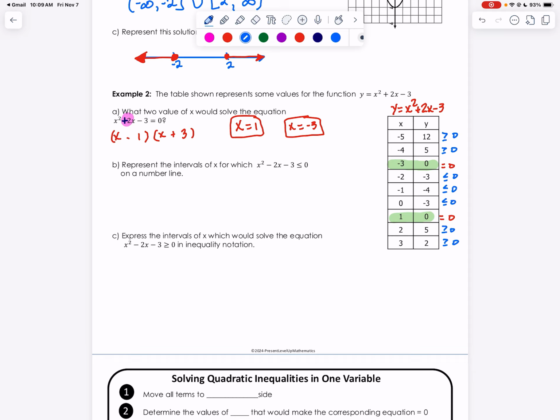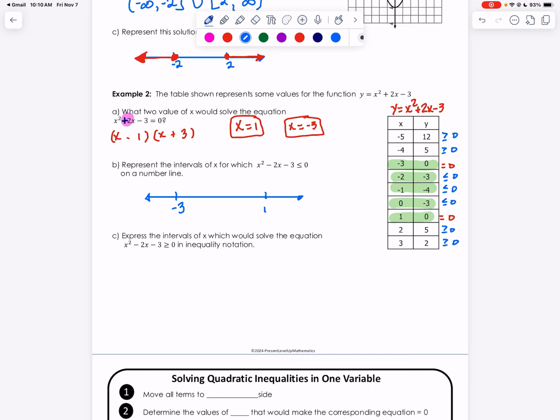So if I want to represent the intervals for x, for which x squared minus 2x minus 3 is less than or equal to 0, then I'm only going to be able to use the intervals that fall in that area. So if I want to represent it on a number line, let me draw my number line. I would put the zeros of my function on the number line first, negative 3 and positive 1.